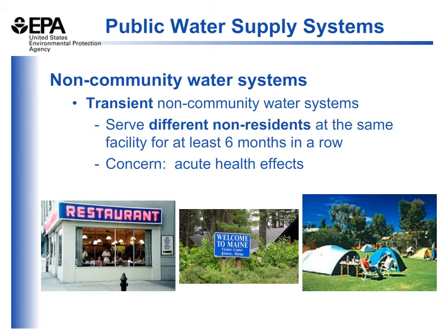In contrast, there's also a transient non-community water system, which is serving a different non-resident population at the same location on a daily basis for at least 6 months in a row. A great example of this could be a restaurant, which may not be serving the same people every day, but is open for more than 6 months a year. A campground would be another example of what a transient non-community water system would be. The primary concern will be what are the acute health effects from any contaminants that may be within the drinking water supply.